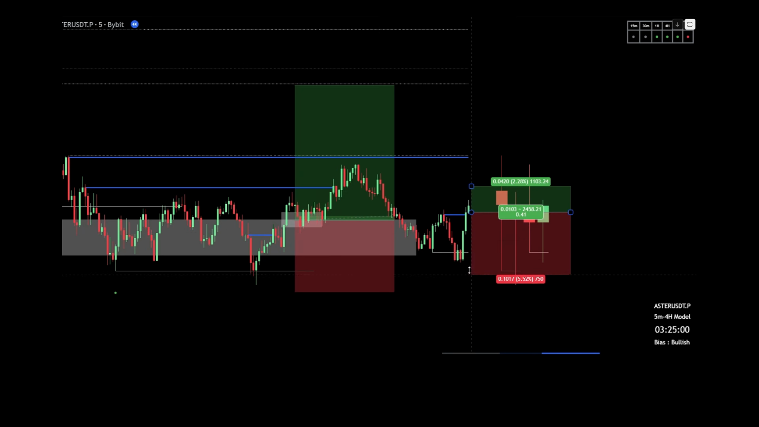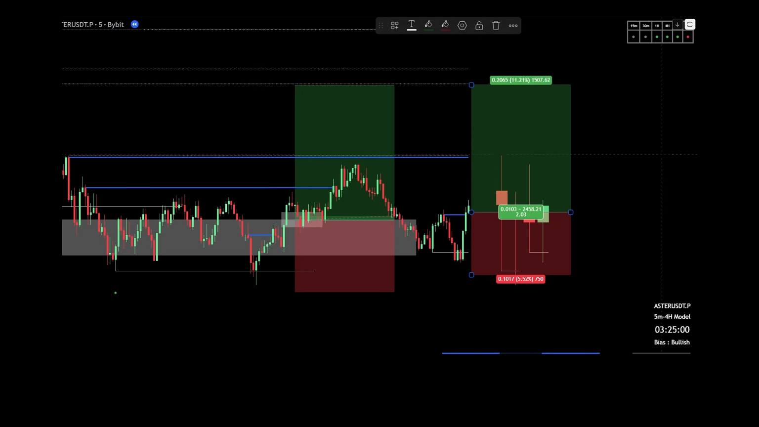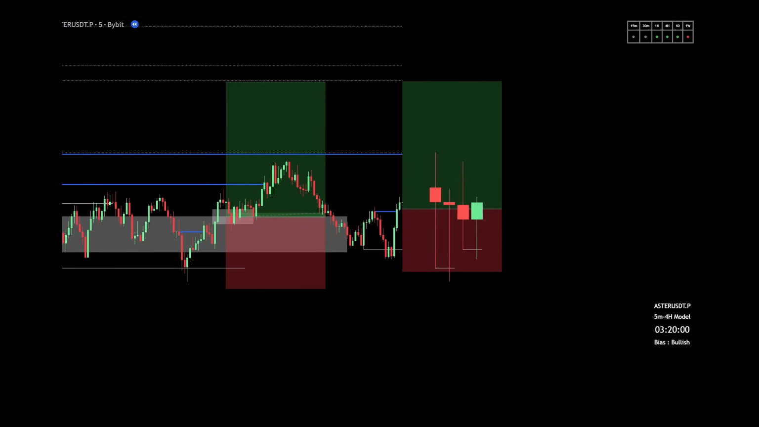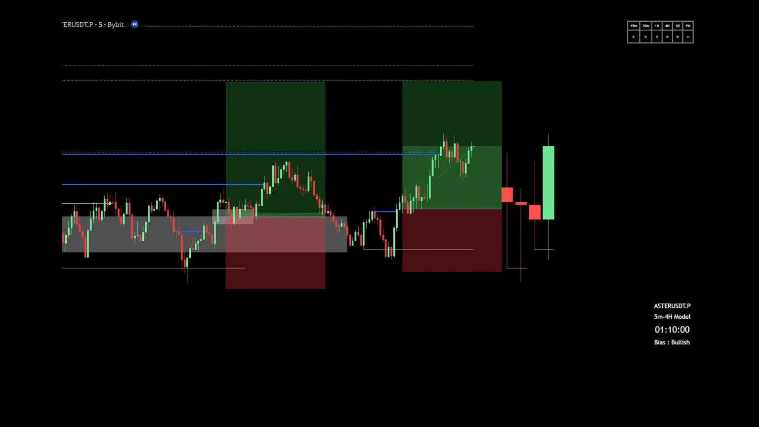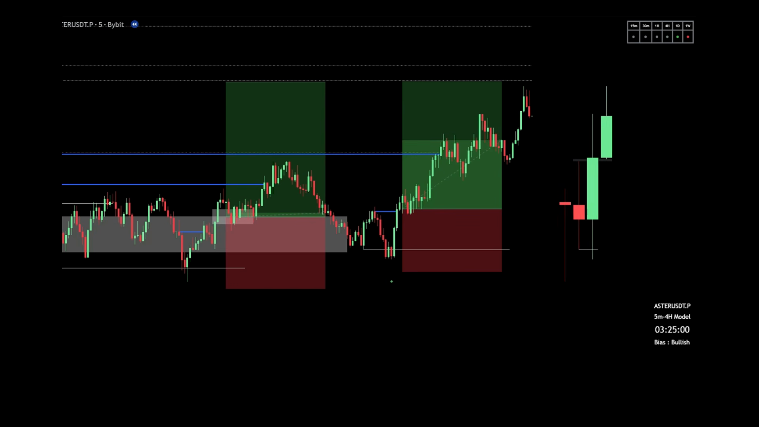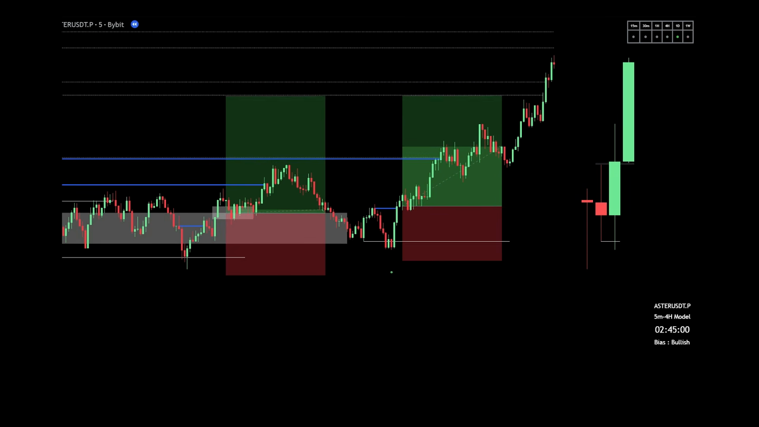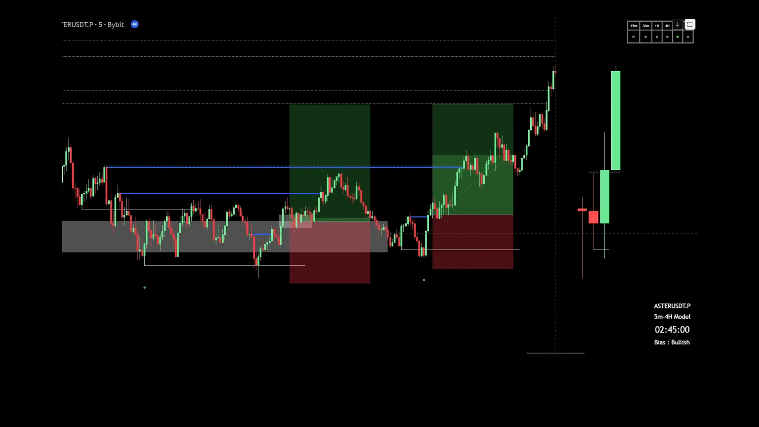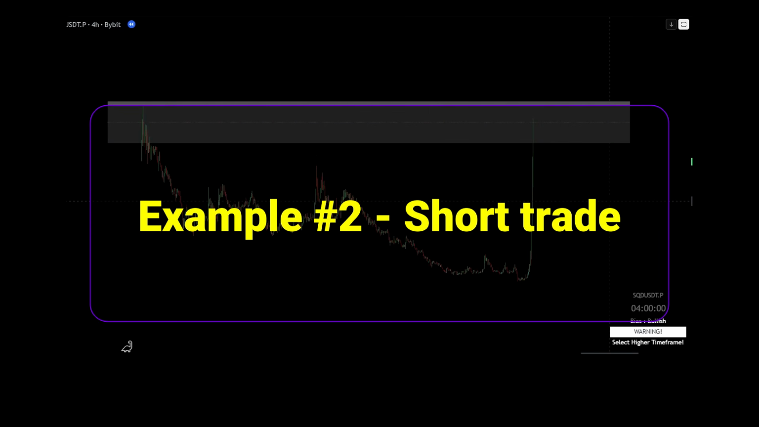Remember, you always want to see price break and close above the CISD, and then we'll target the same regions. Okay, let's play this out. Boom. Okay, there you go. Hit our target. So can you see how simple this strategy is? Here's another example, and this is going to be our short trade.